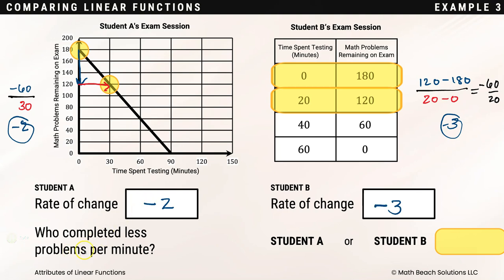We want to know who completed less problems per minute. This means that student A is completing the exam at a rate of 2 problems per minute, and student B is completing the exam at a rate of 3 problems per minute. So less problems per minute would be student A. They're working a little slower.